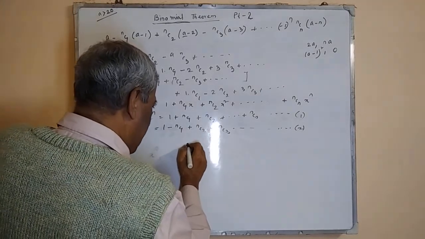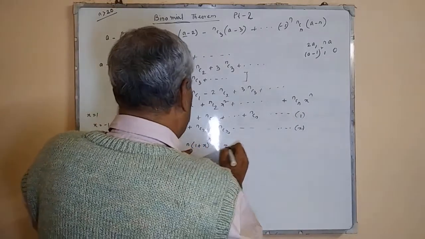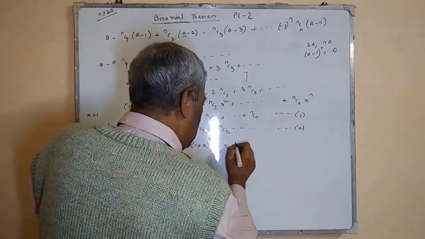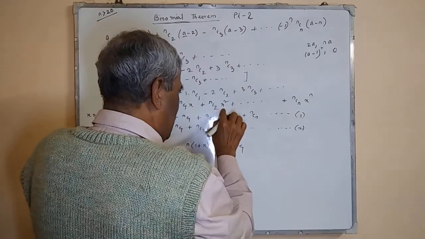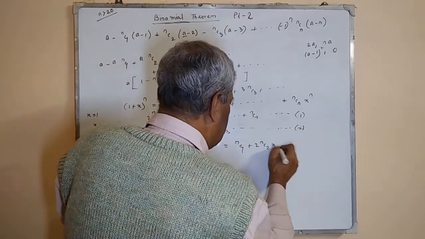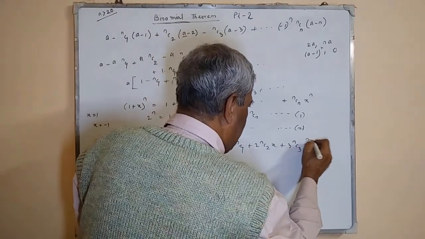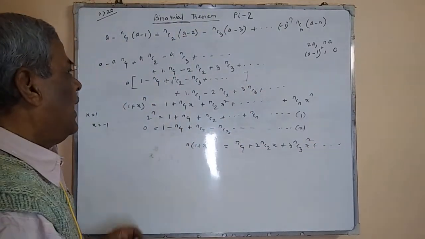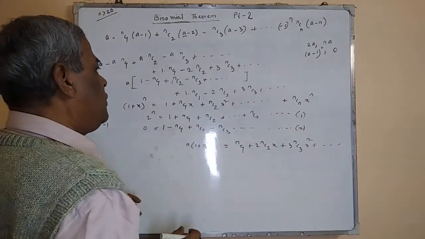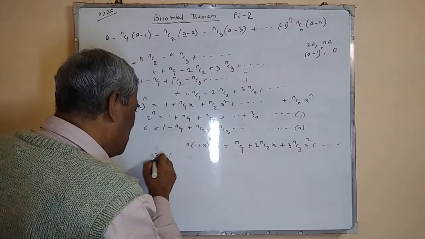This one is n into (1 plus x) to the power n minus 1 is equal to, this is 0. I am differentiating with respect to x, so it is equal to nC1 into 1. This term will be 2x into that, plus 2 nC2 into x, plus next term will be 3 nC3 into x square and so on. We have to find here, now put x is equal to minus 1 on both sides.